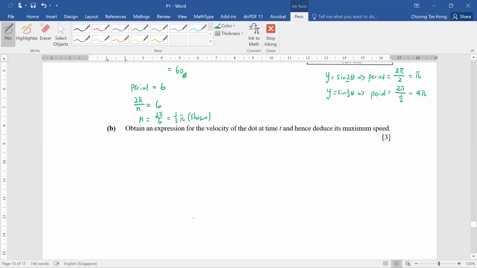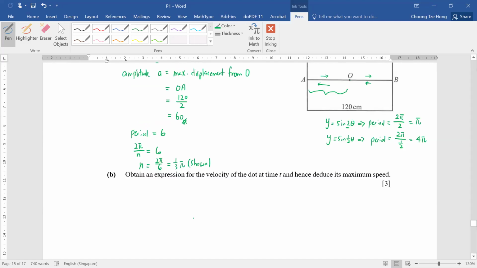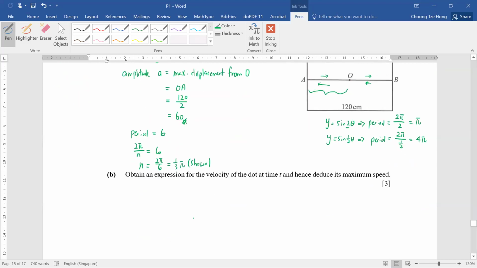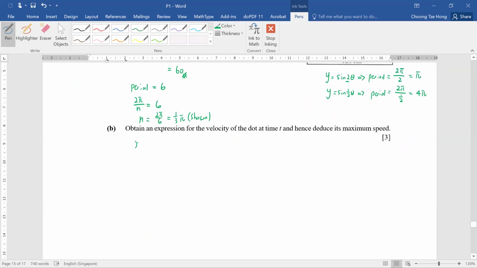Next part, obtain an expression for the velocity of the dot at time t, and hence deduce its maximum speed. Since we have found a and n already, we can rewrite the equation as x equals 60 sine 1/3 pi t. So this is displacement. Now they want us to find velocity. We know that velocity is the rate of change of displacement, so dx over dt.